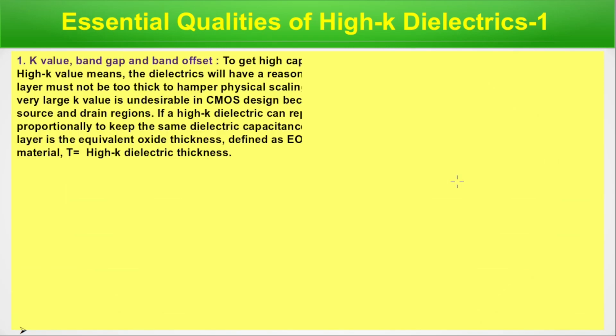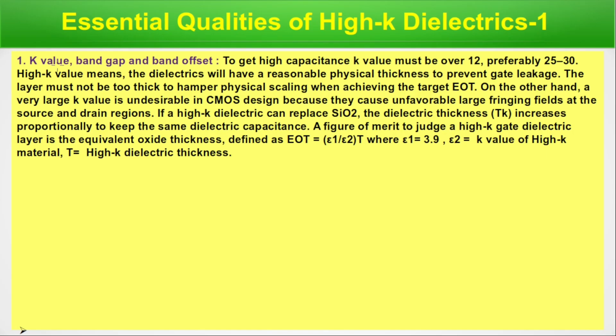Essential qualities of High-K dielectric. Slide 1. Now let's understand what essential qualities the High-K dielectric must have so that we can use it and get benefit: K value, band gap and band offset. To get high capacitance, K value must be over 12, preferably 25 to 30. A high K value means the dielectric will have a reasonable physical thickness to prevent gate leakage. The layer must not be too thick, to avoid hampering physical scaling when achieving the target effective oxide thickness. Not too thin, not too thick either.